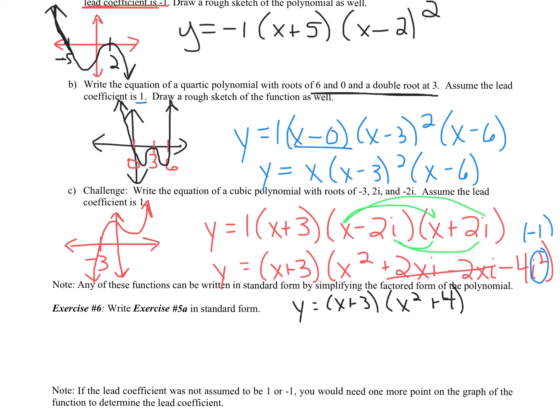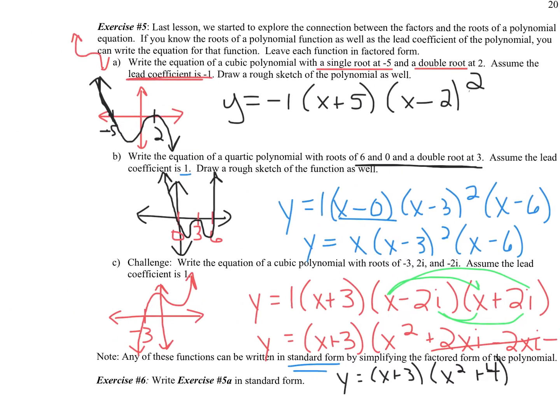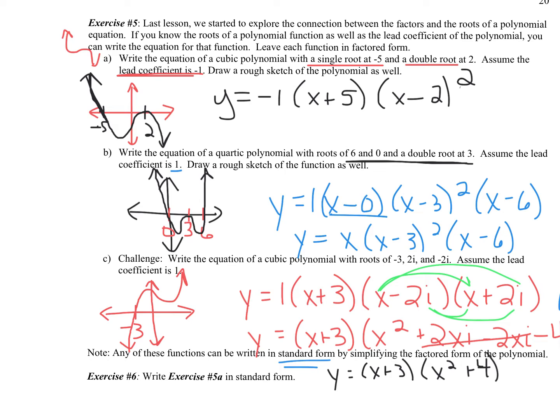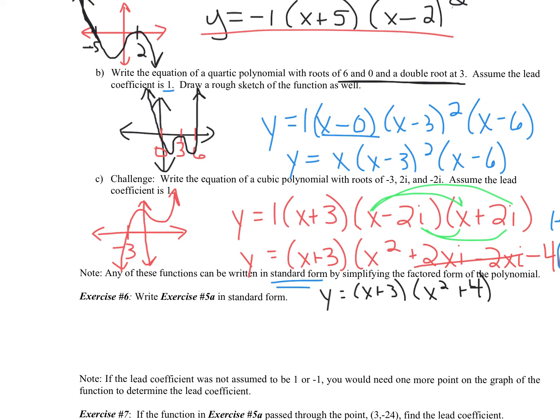So the next thing says any of these functions can be written in standard form by simply simplifying the factored form of the polynomial. So I'm going to look back at 5a. That's this equation here, and we are going to write it in standard form. So I'm going to bring that down. Also something that I'm not really going to test you on, it's possible it could show up in a region, so we haven't seen it yet.